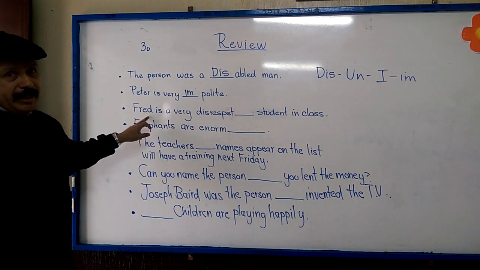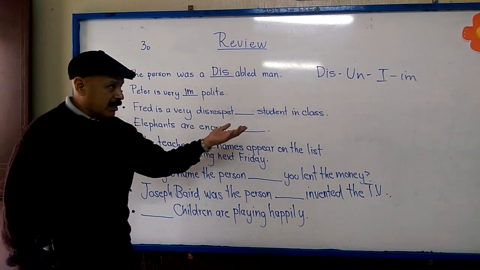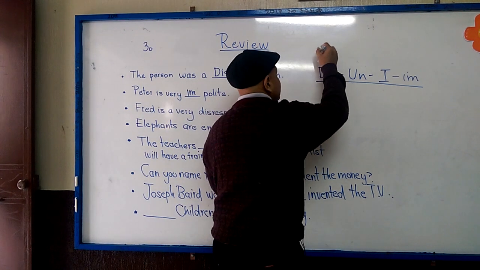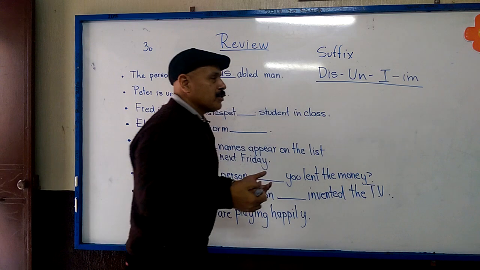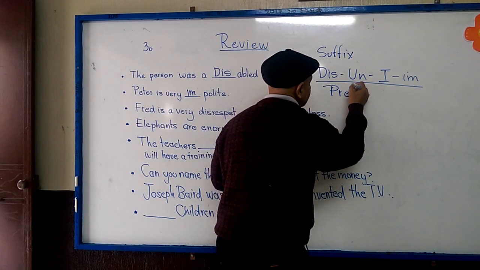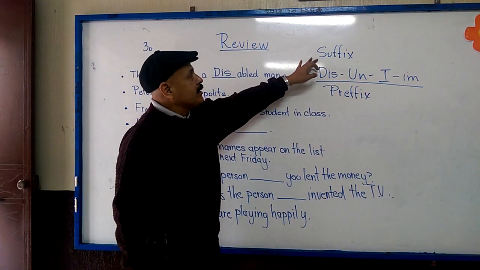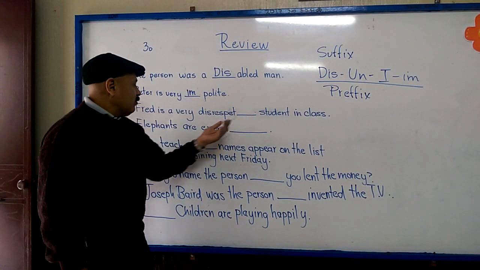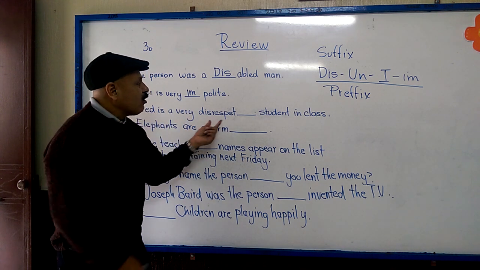Now, the third one, Fred. Let's talk about Fred. Fred is a very, this is the contrary, this is the opposite. In this case we are going to use suffixes. Before we were using prefixes. Now, it's the opposite. Now we're going to use a suffix. Suffix is the one that goes at the end. For example, here, Fred is a very disrespectful.